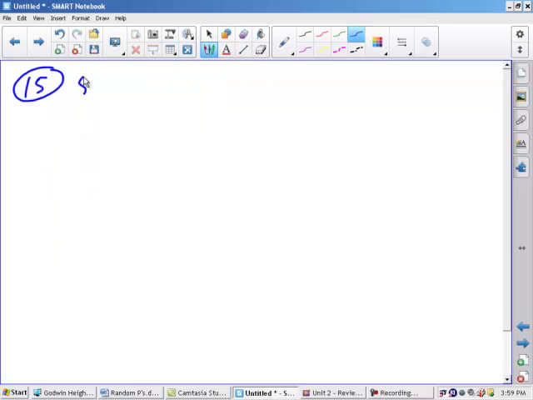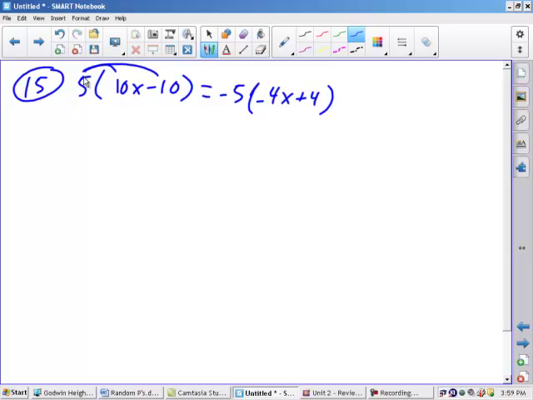Number 15 is 5 times the quantity 10x minus 10 equals negative 5 times the quantity negative 4x plus 4. I need to distribute both pieces. And then I'm left with 50x here. 5 times negative 10 is negative 50. Negative 5 times negative 4x is positive 20x. Negative 5 times 4 is negative 20.